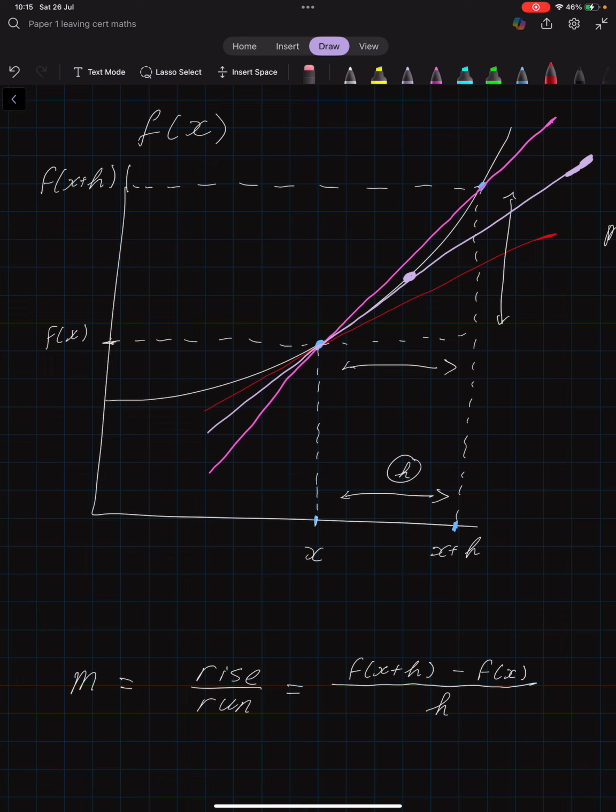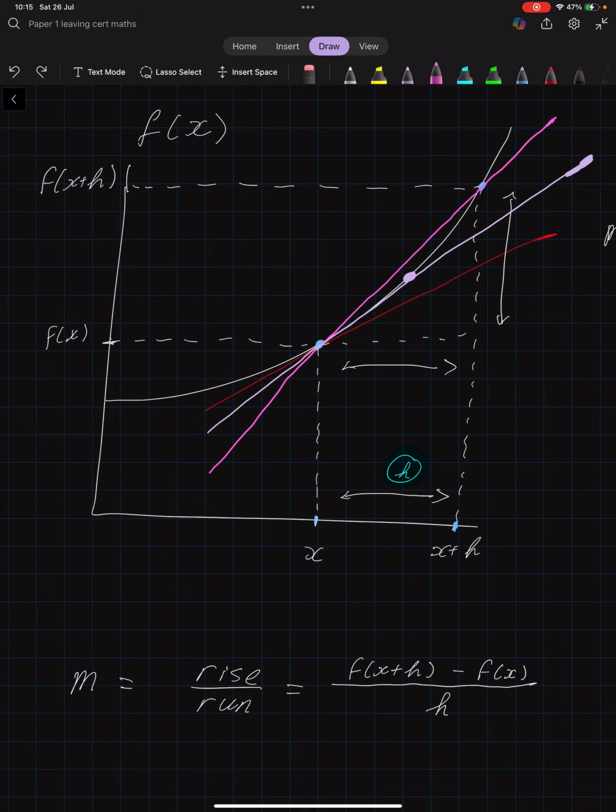So if I make h smaller, then I get closer to the red slope. Okay? And you can probably imagine that if I start here, if I keep bringing h smaller and smaller, and I keep going left and left, and I get really, really close, then I'm basically going to have the correct slope. Okay? So hopefully that makes sense.